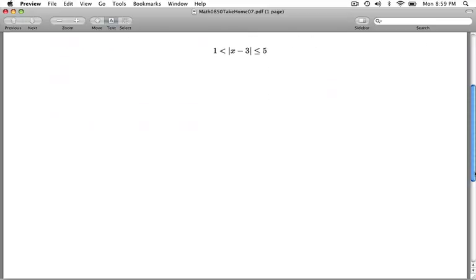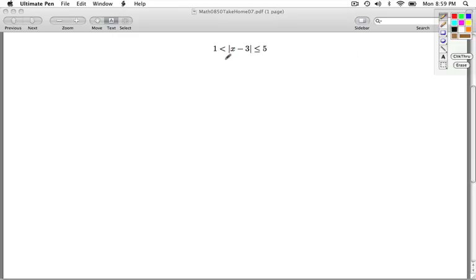We're given a rather complicated looking absolute value inequality. Normally when we have compound inequalities like this, we would just isolate the x by adding 3 everywhere. The problem is we've got these absolute values in the way. And so what we're going to do is break this down into a compound inequality, and then we'll have two absolute value inequalities, which we can then solve using the stuff we learned in Section 8.2.